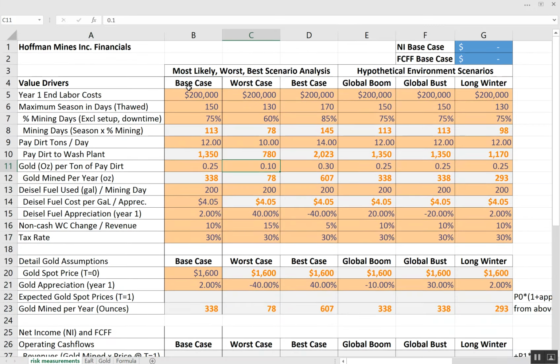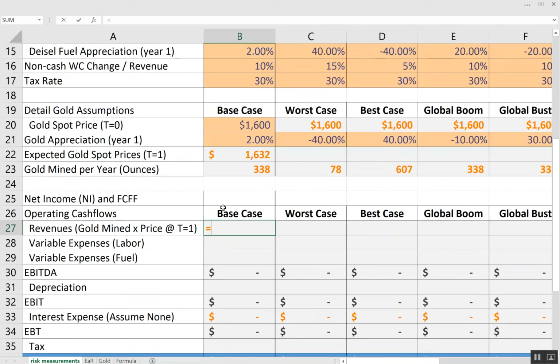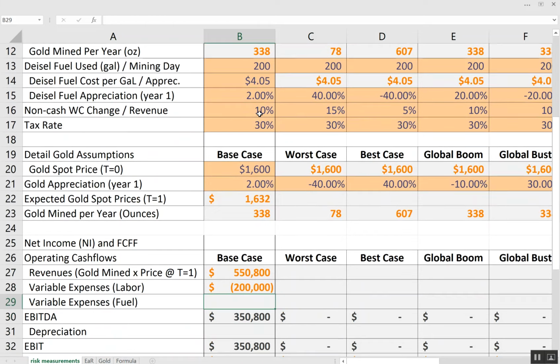So here's my base case forecast. The expected gold price is $1,600 times 1 plus the expected growth in gold prices, 2%, which gives me a base case revenue of 338 ounces times 1632. My variable expenses are above. We'll just say they're going to be $200,000. That's just labor cost.